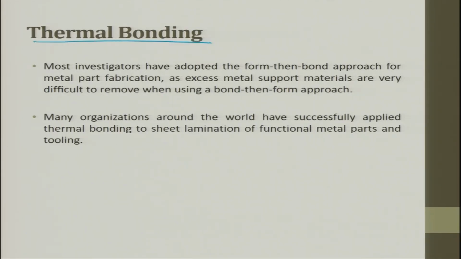Thermal bonding, metal parts, form and then bond approach. Three important points. Many organizations around the world have successfully applied thermal bonding to sheet laminate of functional material parts and tooling. So, thermal bonding means temperature applied bonding.